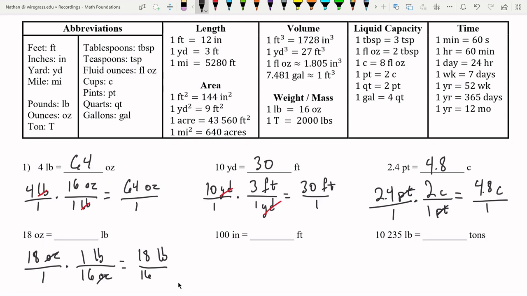I can put this in a calculator and simplify it. You can also just reduce it by 2 on top and bottom to give you 9 over 8. But 9 over 8 is the same thing as 1.125 pounds.